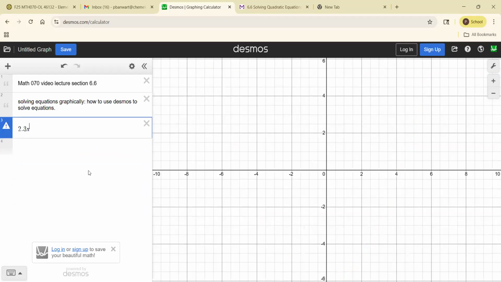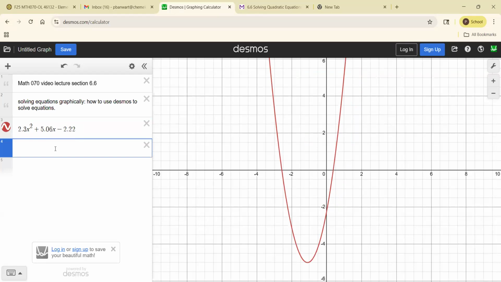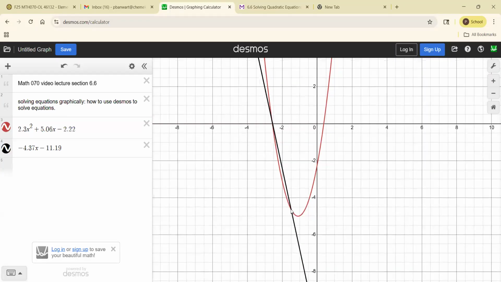Doesn't really matter if the equations look pretty complicated. 2.3x squared plus 5.06x minus 2.22. That's going to be quadratic. And now I've got a linear equation, minus 4.37x minus 11.19. And I look at my picture and I see they definitely cross. And the nice thing about Desmos is, even if you're close to the dot, it'll kind of show up.